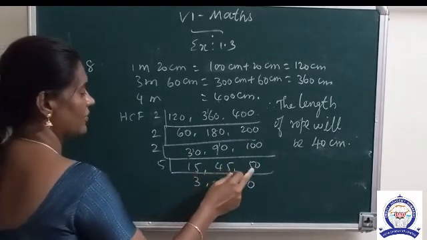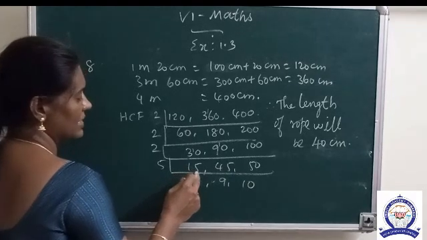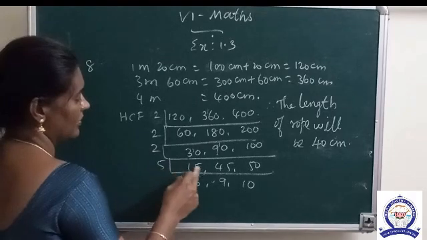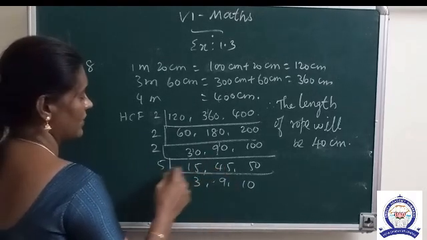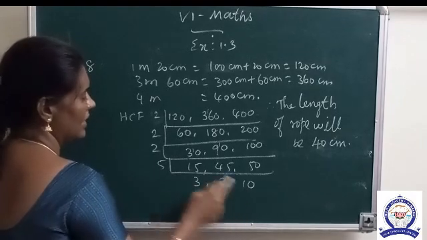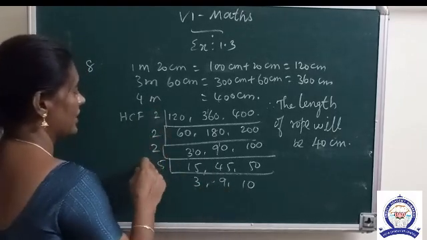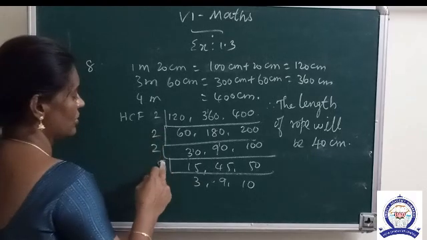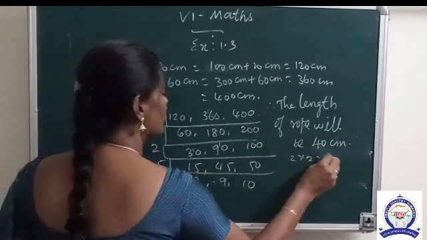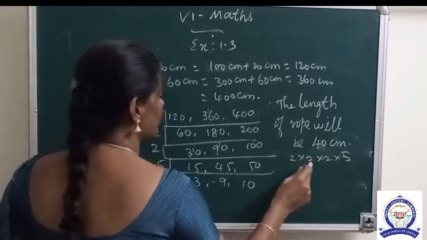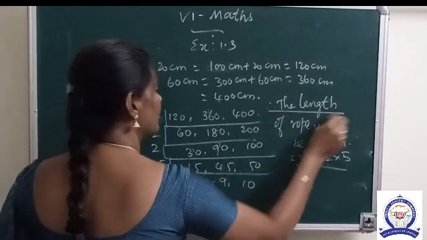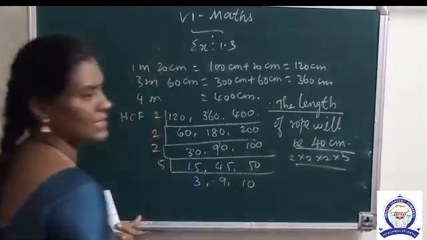15, 45, 50. Here, see the unit place is 5 and 0, so all the numbers are divisible by 5. 3 5s are 15, 9 5s are 45, 10 5s are 50. There is no common factor for 3, 9 and 10. So what is the common factor? 2 into 2 into 2 into 5. 2 2s are 4, 4 2s are 8, 8 5s are 40. See, the length of the longest rope is 40 centimeter.